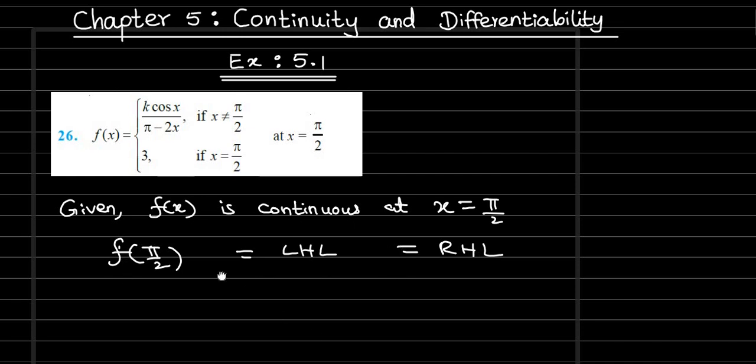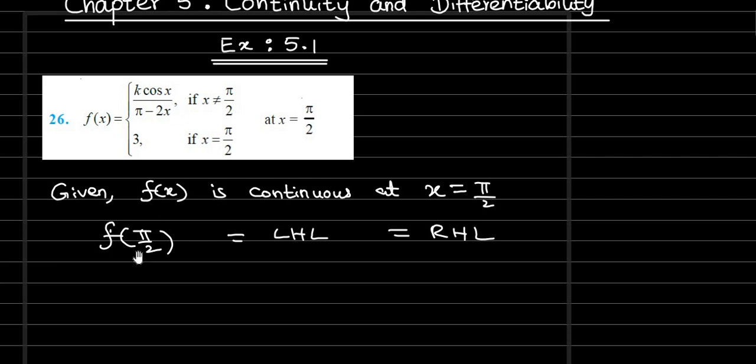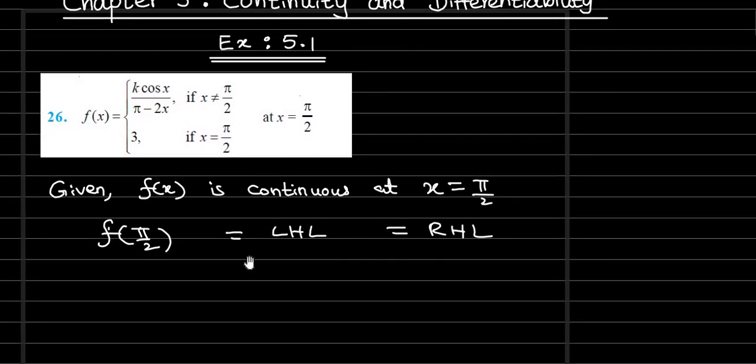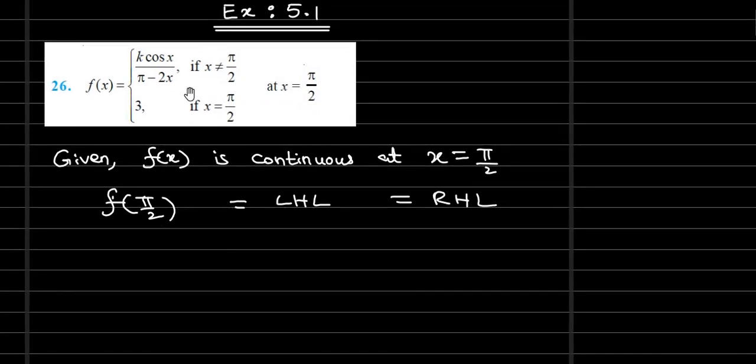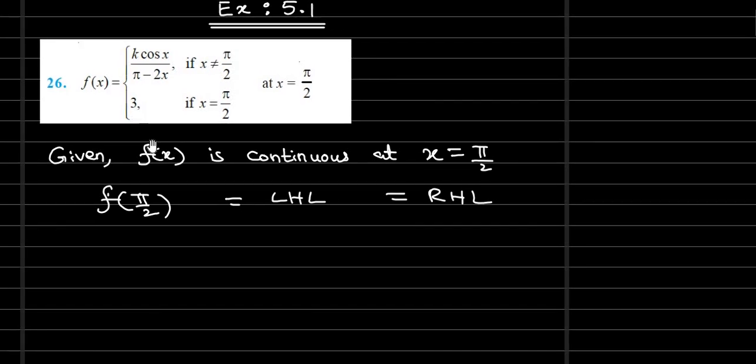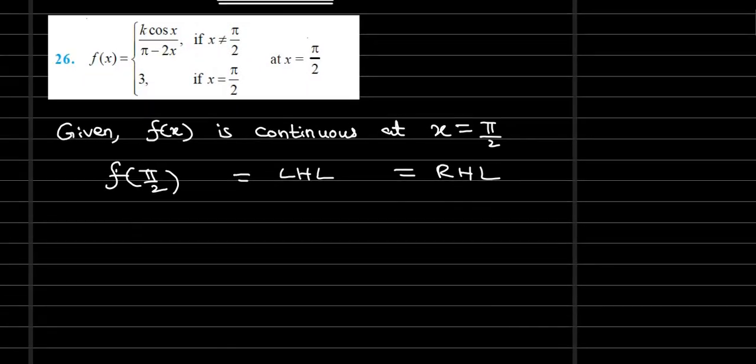Now, using the given information, we are going to find f of pi by 2, the left hand limit and the right hand limit. Then by simplifying, we can get the value of k. From the given question, if x is exactly pi by 2, what is the value of the function? If x takes exactly pi by 2, the value is 3. So we can directly replace it with 3.